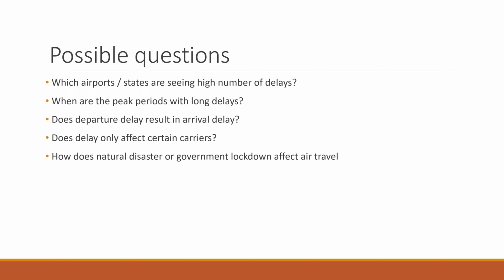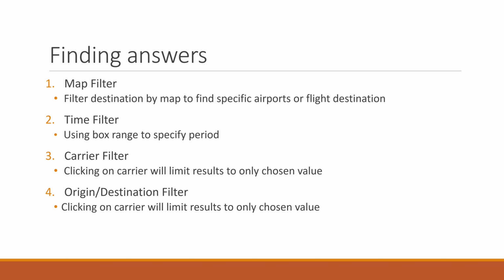This can be especially useful during the COVID period, where people are trying to actively avoid places where the population is concentrated and have to be stuck together for long periods of time. In trying to find the answers, there are 4 particularly useful features for this application: the map filter, the time filter, the carrier filter, and the origin destination filter.